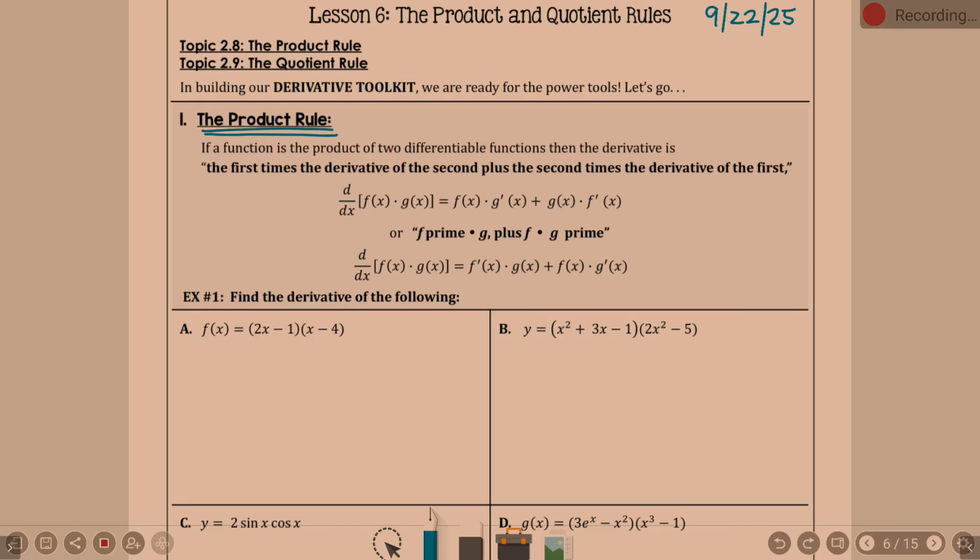Okay? Are you guys okay with looking at either of these explanations here?